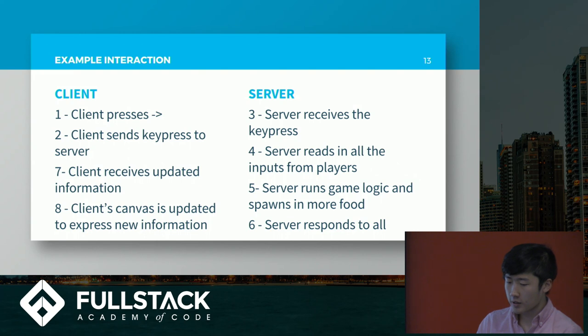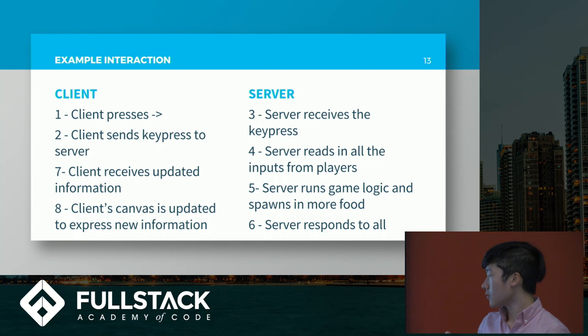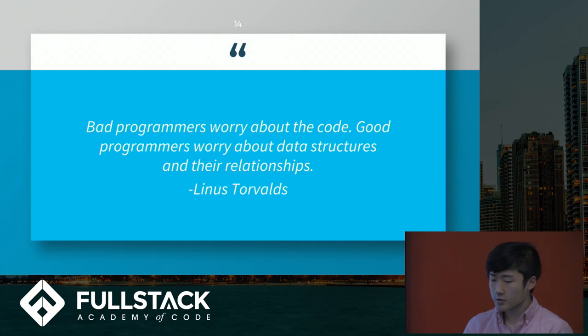So here's another client interaction just written out. A client can press an arrow key, and then the client sends the key press. The server receives the key press, reads in all the inputs, runs the game logic, and then responds to everybody. And then when the client has the updated information, it'll then redraw onto the canvas, and then update to express new information. So here's a quote that Nick said: bad programmers worry about the code, good programmers worry about data structures and the relationships. So let's talk about data structures.